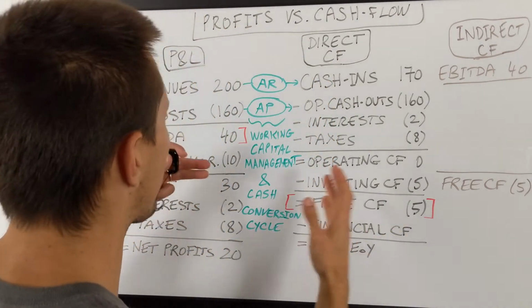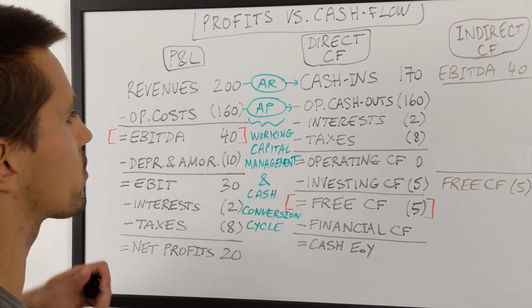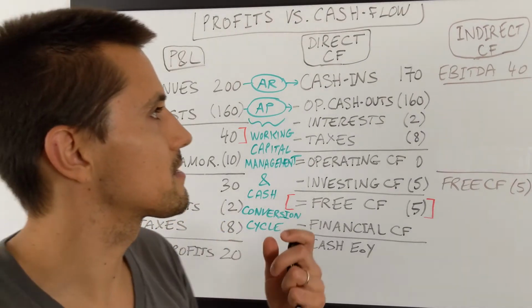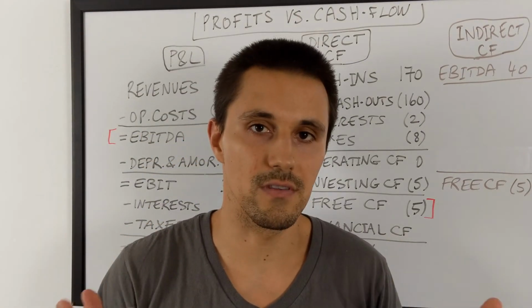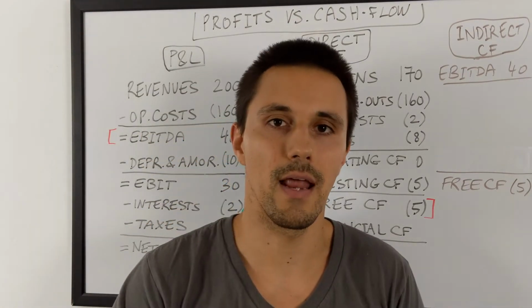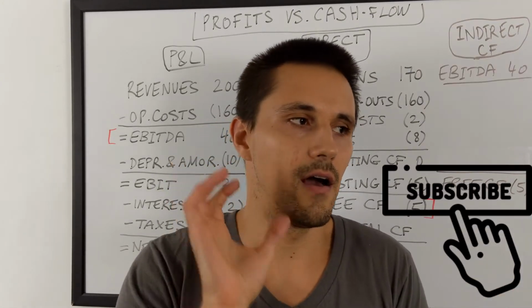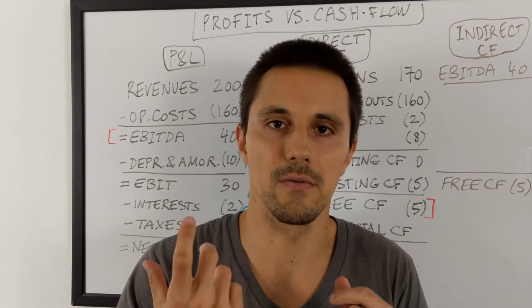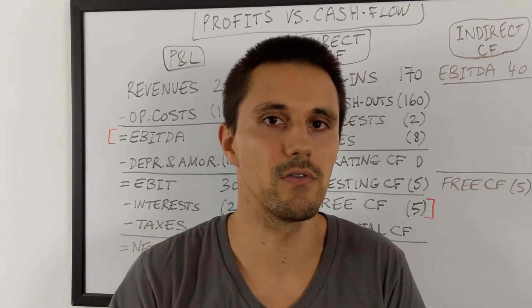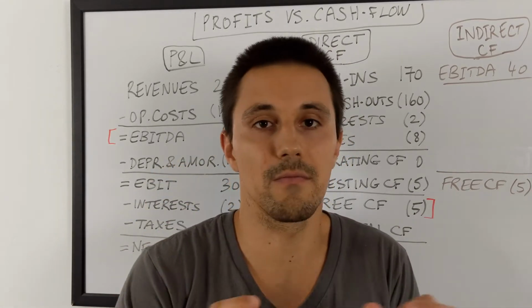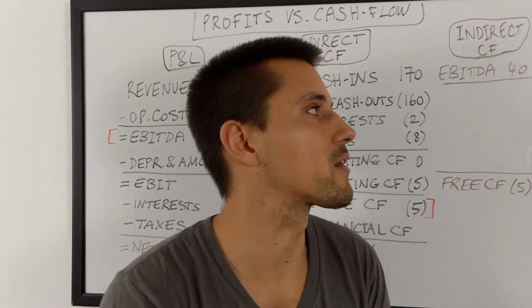So what happened and why do I have such a big difference between both? Well, this is the question every investor will ask you. And this basically brings us to the topic, why do I have such a big gap between profits and cash flow? And what does it mean? Which one is better? Which one should I look at?